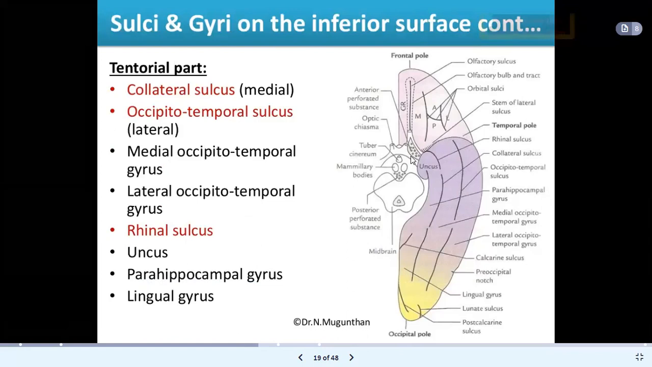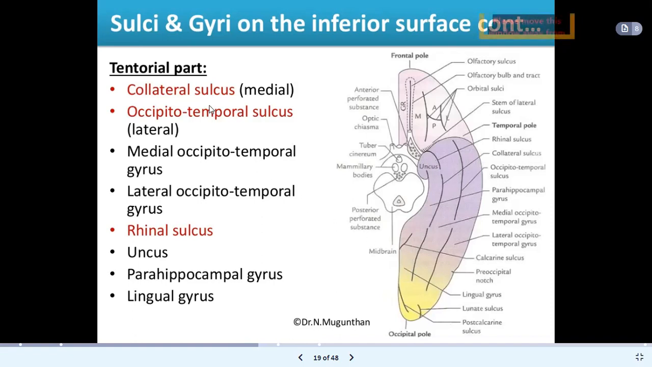So in the tentorial part, this is the collateral sulcus, which is medially situated. Then we have the occipitotemporal sulcus, which is laterally situated. On the medial side, we have the medial occipitotemporal gyrus. This area is the lateral occipitotemporal gyrus. This sulcus is the rhinal sulcus, medial to which we have the uncus. As you come down, we have the parahippocampal gyrus, and then as you come down, we have the lingual gyrus.